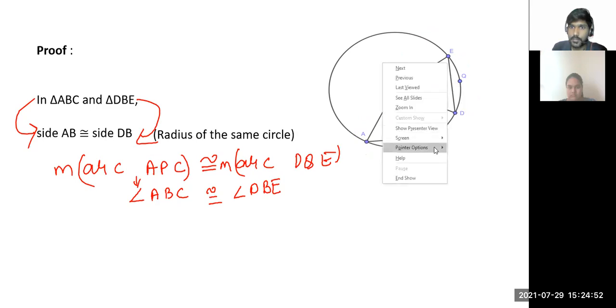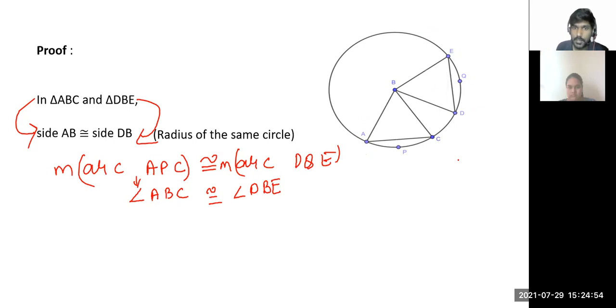Yes. I hope this statement is clear: why angle ABC is congruent to angle DBE. This is given. Have you understood up to here? Yes or no?